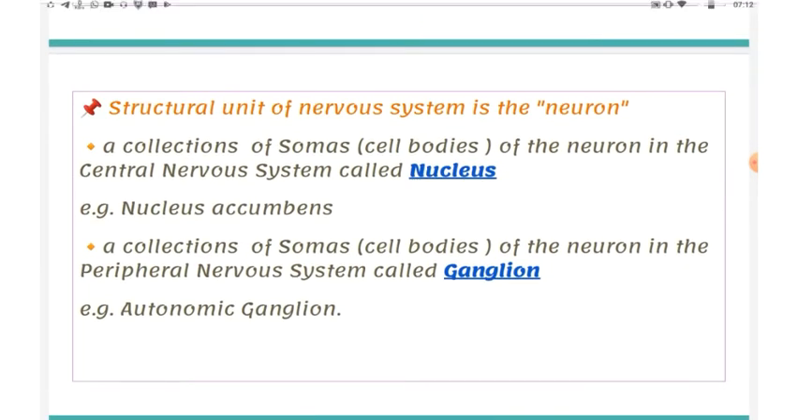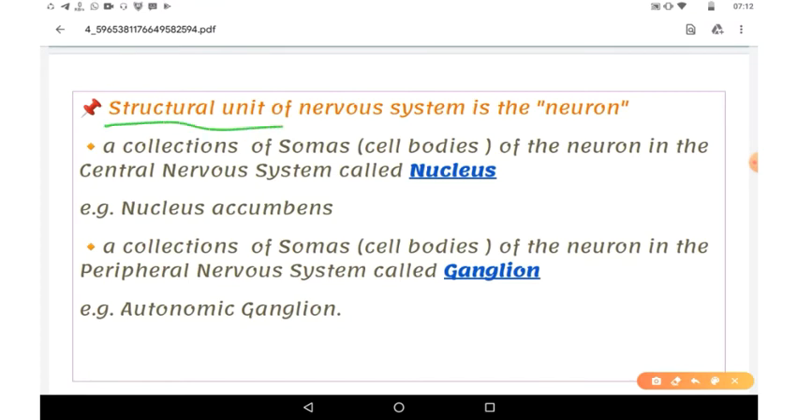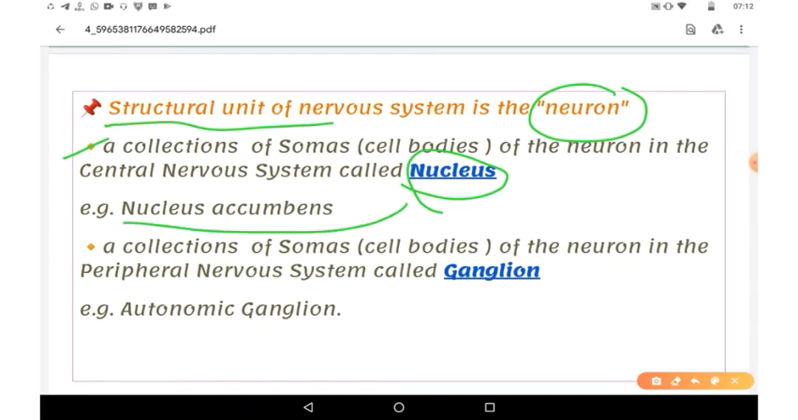Before that, the structural unit of the nervous system is the neuron. A collection of soma cell bodies of neurons in the central nervous system is called a nucleus, for example nucleus ambiguus. A collection of soma cell bodies of neurons in the peripheral nervous system is called ganglia, for example autonomic ganglia.